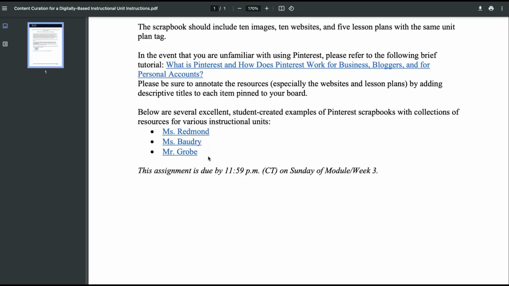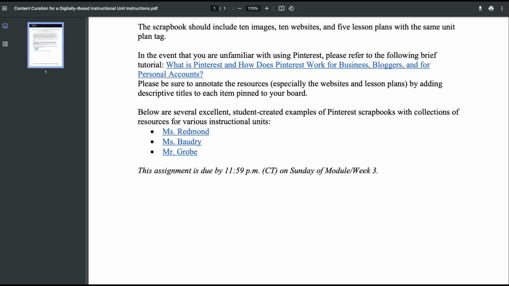Each of these scrapbooks focuses on different unit topics. This assignment is due by 11:59 p.m. on Sunday of Module Week 3. And in order to submit this assignment, you will simply need to include your URL to your Pinterest board. Please double check to ensure that the link that you submit for this assignment will take your instructor directly to your Pinterest board that focuses upon your chosen unit of instruction.